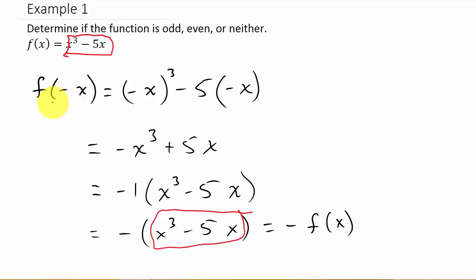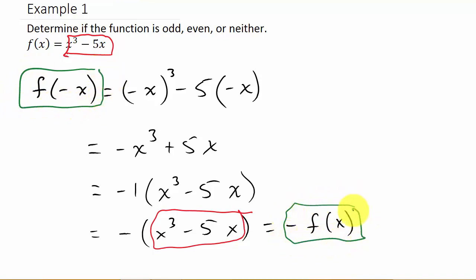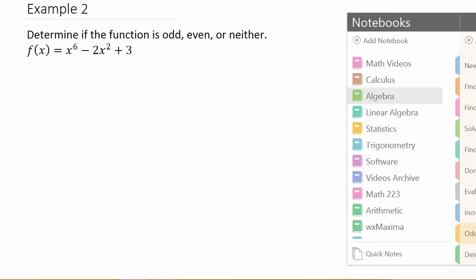So we have shown that f of negative x is equal to negative f of x. So this means this function would be odd. All right, let's take a look at another example.